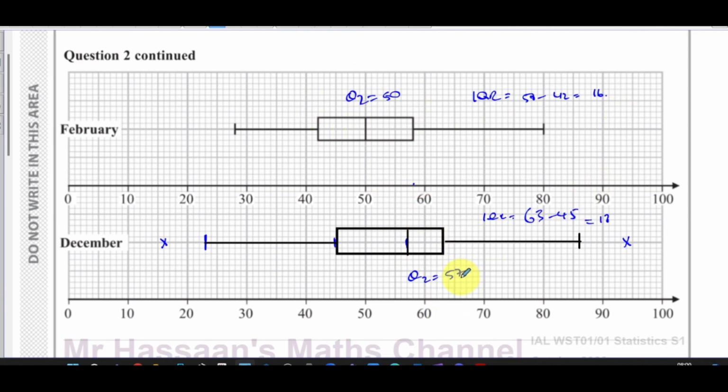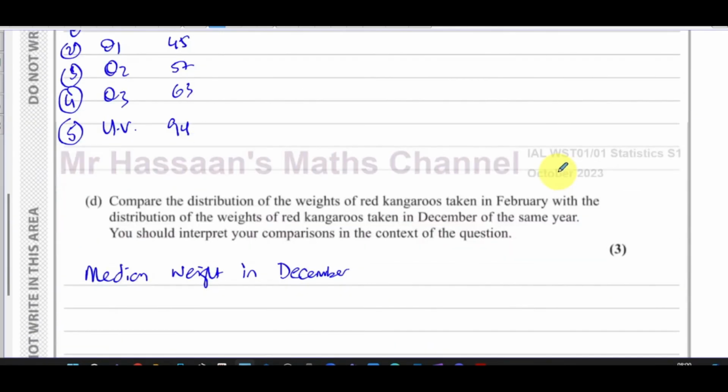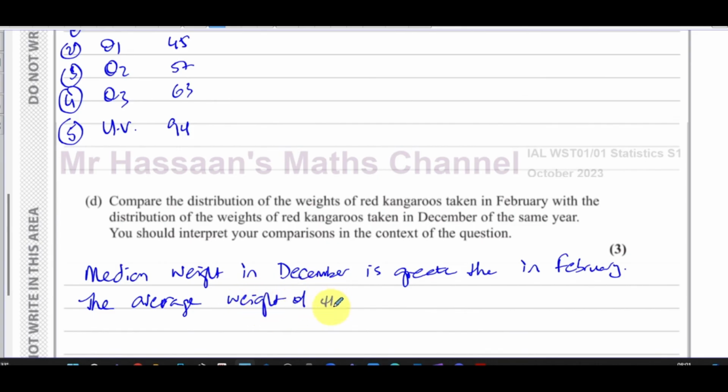But the median is definitely bigger in December. So we should mention the median weight in December is greater than in February, which means we can say that the average weight of the kangaroos increases in December.